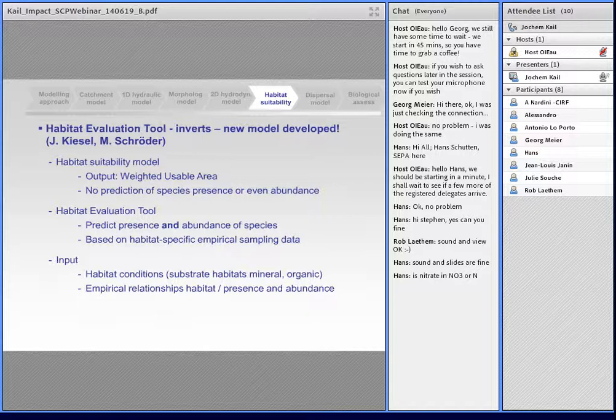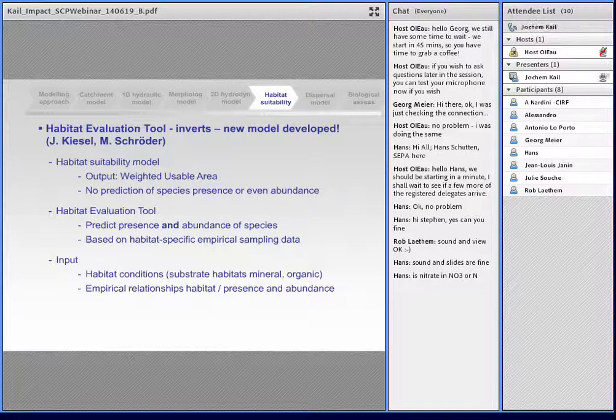So for the invertebrates, our colleagues developed a new model, and they did it for the following reason. In these habitat suitability models, the output is the weighted usable area. And it's difficult to assess which weighted usable area is necessary for a species to really establish in a reach. So you cannot really predict the presence or abundance of the species. And with the habitat evaluation tool, this is possible.